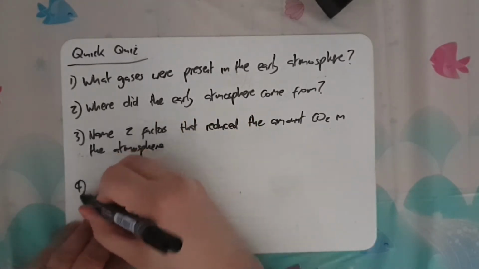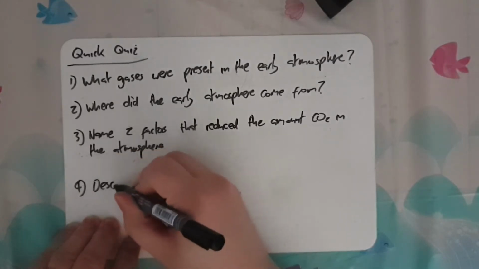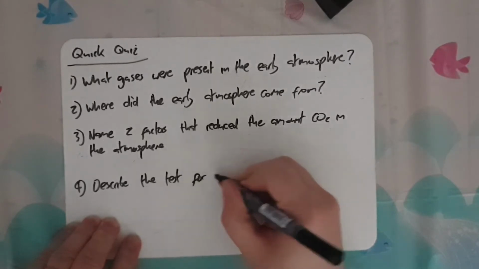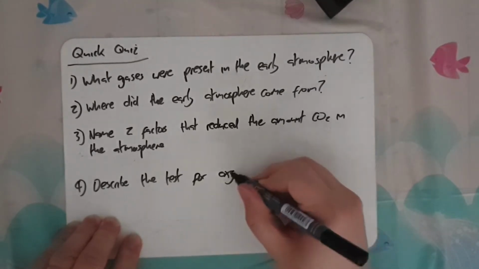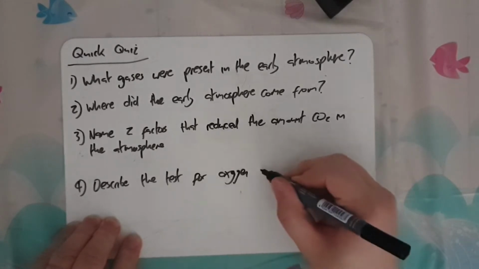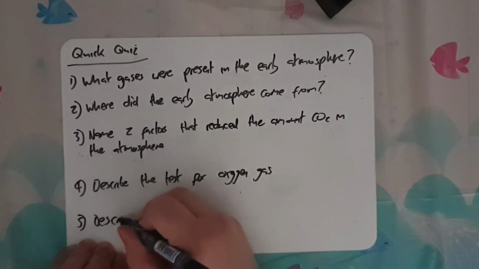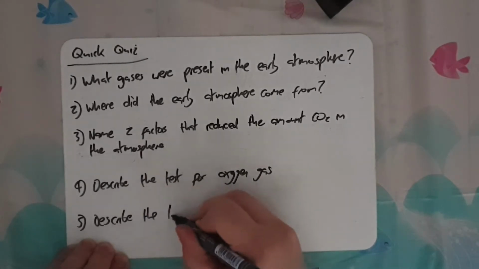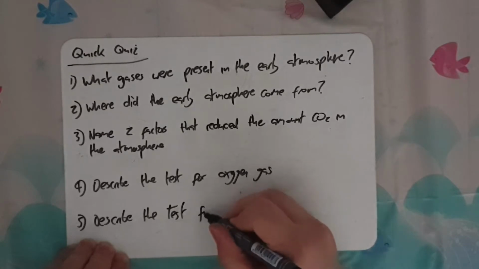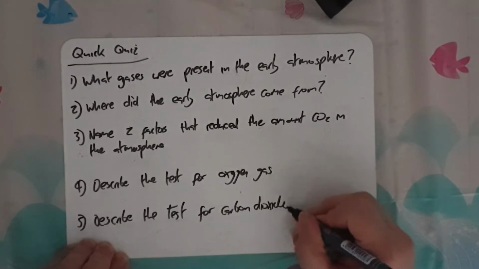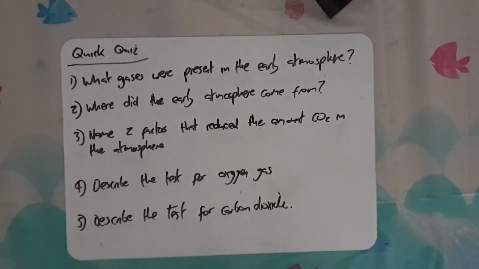Question 4 is, describe the test for oxygen gas. And question 5 is going to be similar, but describe the test for carbon dioxide. So if you want to pause the video now, okay, and answer those. So I'll go through this in 3 seconds. 2, 1.